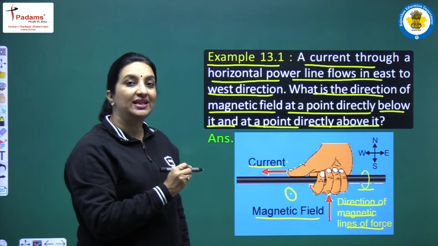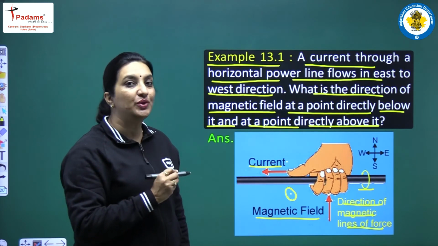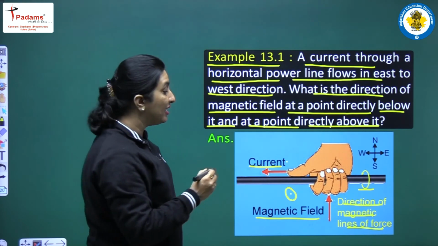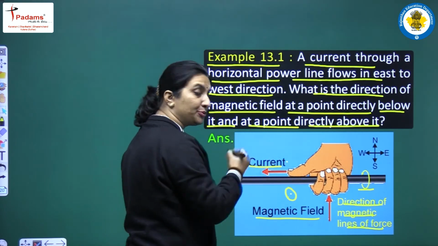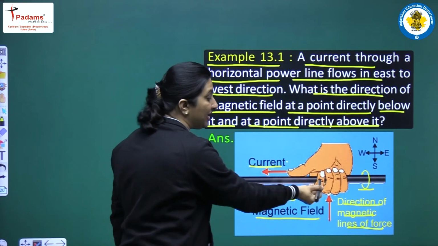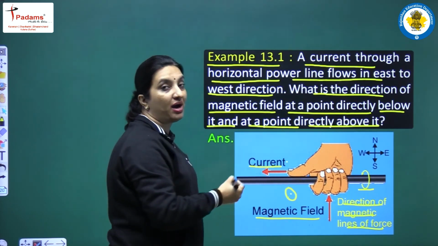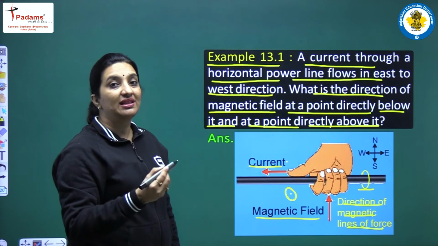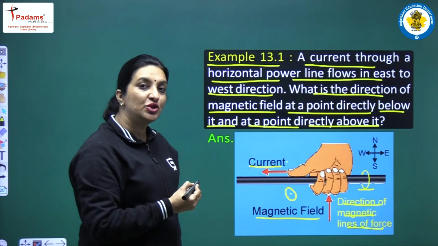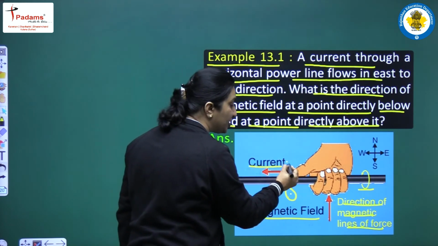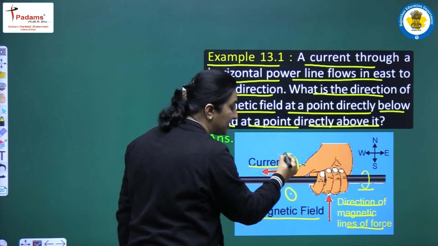We show the direction of magnetic field which is perpendicular to the plane and pointing outwards by the tip of the arrow. Now students, at this point what we see is that the fingers are pointing inwards. So at the point just above the power line, the magnetic field is perpendicular to the plane and pointing inwards. So here we can draw a cross with a circle.